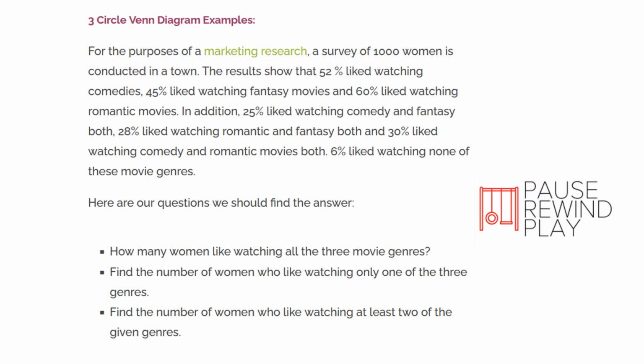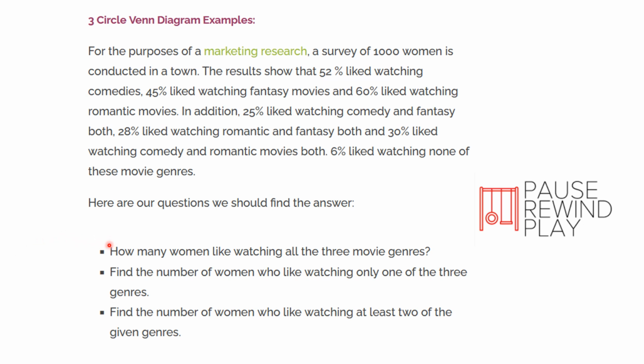So for the purposes of this market research, a survey of 1,000 women was conducted in a town. The results show that 52% liked watching comedies, 45% liked watching fantasy movies, 60% liked watching romantic movies. Now, since this adds up to more than 100%, there are people who like more than one. In addition, they learned that 25% liked watching comedy and fantasy both, 28% liked watching romantic and fantasy both, and 30% liked watching comedy and romantic movies both, and 6% liked watching none of these three movie genres.